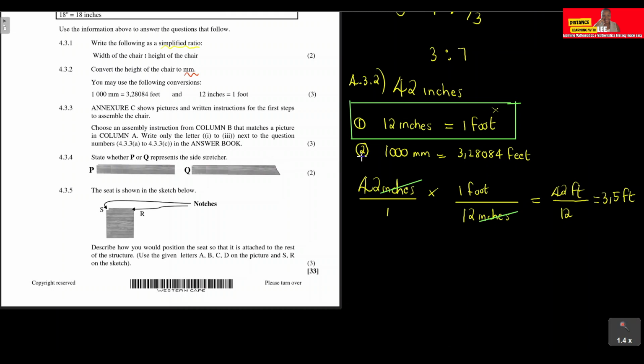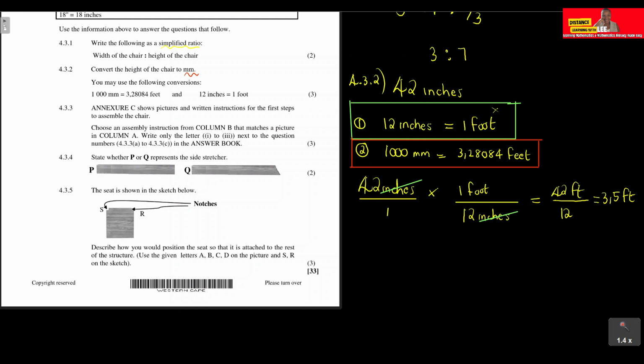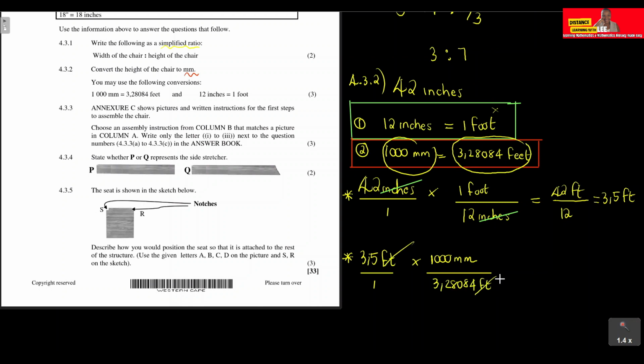Now we need to convert these feet to millimeters. So what are we going to do here? We are still going to multiply by what we want and divide by what we have, and we're going to use the second equation that was given to us here. So we take the 3.5 feet and multiply by what we want. We want our units in millimeters, so we multiply by 1,000 millimeters. And we divide by what we have, which is our units in feet, so we divide by 3.28084 feet. We see that now the units for feet are canceling.